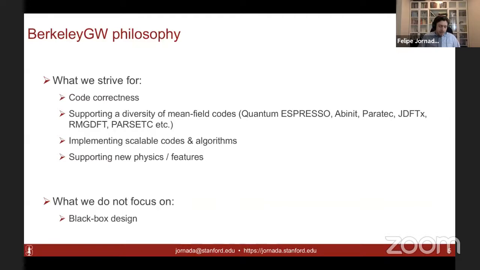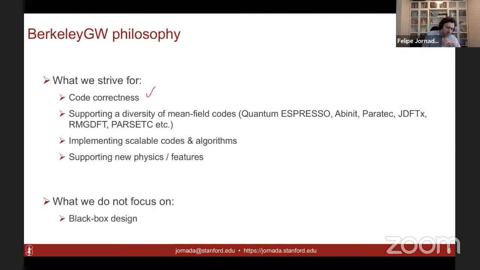Before I tell you a little bit about how to run calculations, I really want to stress a bit of our philosophy for developing the code. So what do we focus on and what do we not focus on? We focus a lot on code correctness. For instance, every time that we change the code, we have a system of testing the code automatically to make sure that all physical results do not change every time that someone tries to optimize the code, for instance. So we really strive for code correctness.